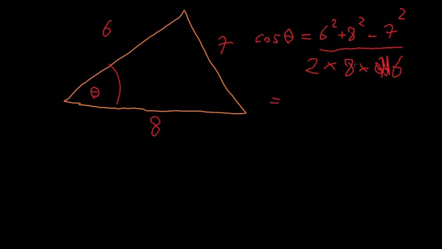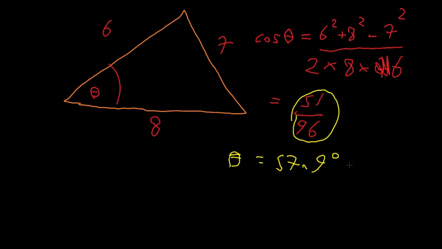So this will work out to be 51 over 96. Okay, and then you take the inverse cos of that, or arc cos of this number. When I take arc cos of that number, I'm going to get an angle of, right, so therefore theta is equal to 57.9 degrees. All right, and that's the answer to that. So there are 2 short examples involving the cosine rule and the reverse cosine rule, but it's really the same thing.